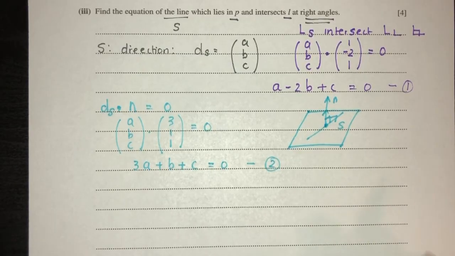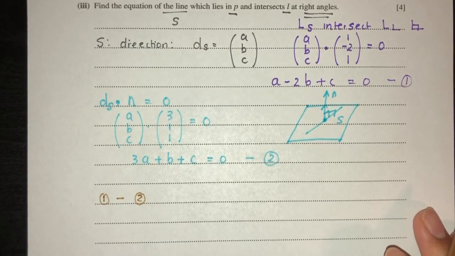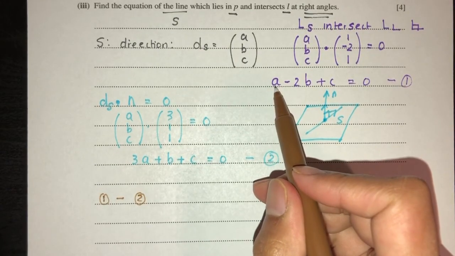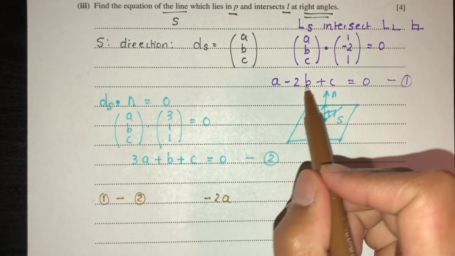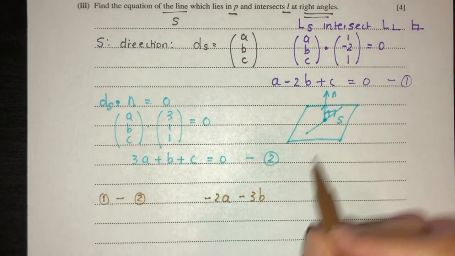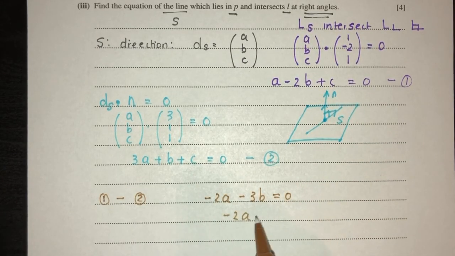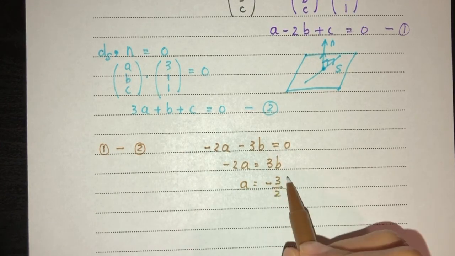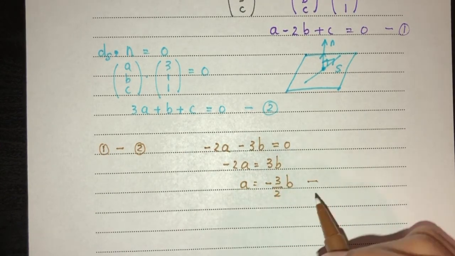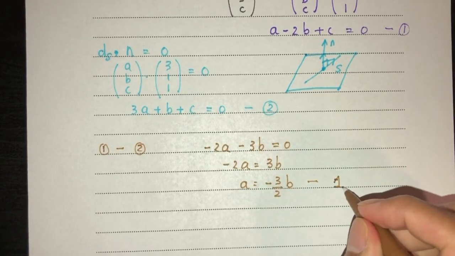So now we can simplify. Just take number 1 minus number 2. You will have A minus 3A, that will be minus 2A, and minus 2B minus B will be minus 3B, and C minus C will be 0, equal to 0. So minus 2A will be equal to 3B. Now if you replace, A is equal to minus 3 over 2 B. Okay, that is my, let's call it, equation big one.